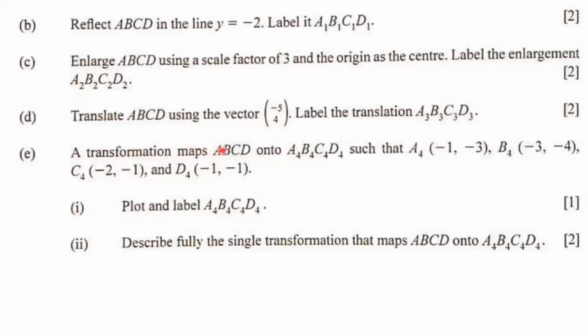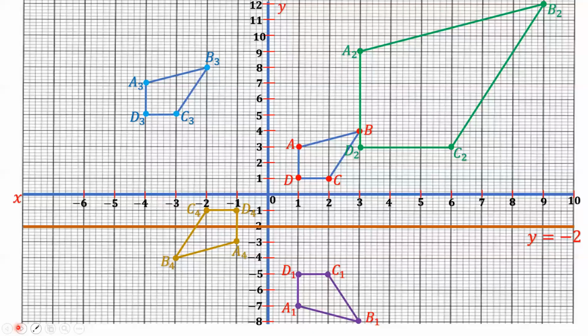A transformation maps A, B, C, D onto A4, B4, C4, D4, such that A4 is negative 1, negative 3, B4 is negative 3, negative 4, C4 is negative 2, negative 1, and D4 is negative 1, negative 1. Plot and label A4, B4, C4, and D4. If we plot it, we have to plot these points. It's going to be negative 1 and 1. Then we're going to have negative 2 and negative 1, right? And then we're going to have negative 3 and negative 4. And then we're going to plot negative 1 and negative 3, and negative 1 and negative 1.